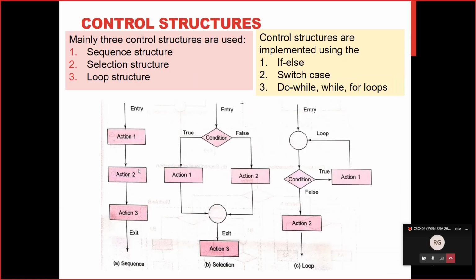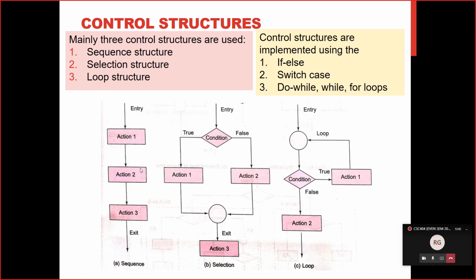Okay. So, we were discussing different facts related to the C++ language and the basic things. The control structures that we have already used in C, similar control structures will be used. All of us know that there are mainly three control structures: the sequence structure, selection structure, and loop structure.